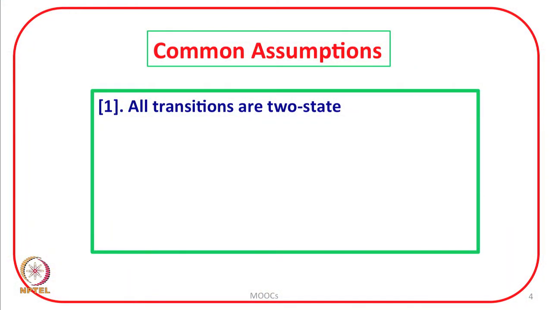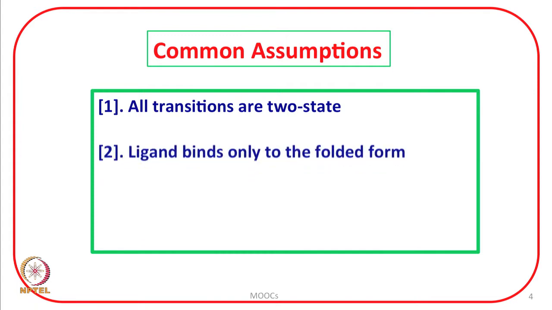For further discussion, we will also make some assumptions, and let us take a look at those assumptions. The common assumptions which we will make here are, one is that all the transitions we will be assuming are two state. We will not assume that there is an intermediate state, because that will make our treatment very, very complex. Let us start with the simple treatment.